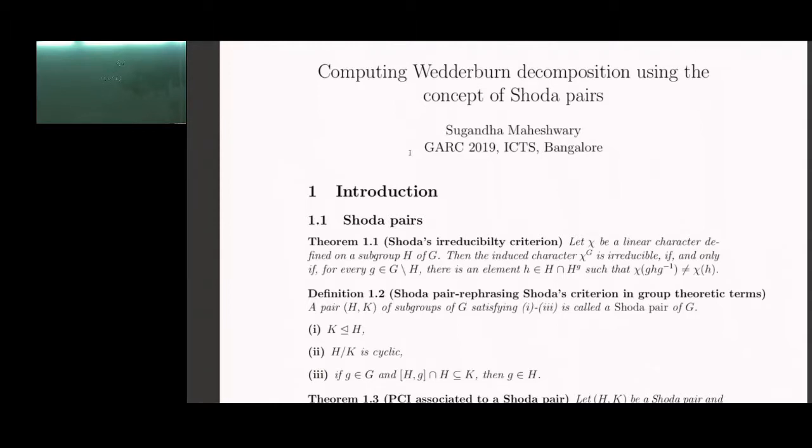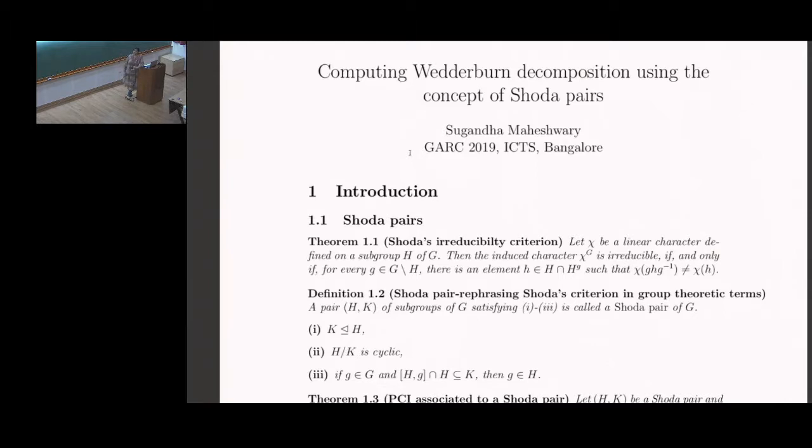So I'll explain a method which is with respect to computing Shoda pairs and then finding out the Wedderburn decomposition for a group algebra. The first good thing about this method is, if you are talking of a rational group algebra, you just play with the group G, the subgroup structure of the group G, right? That is something good about it.